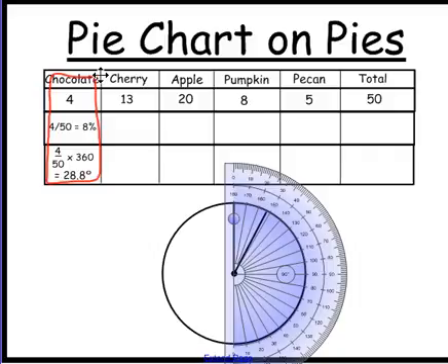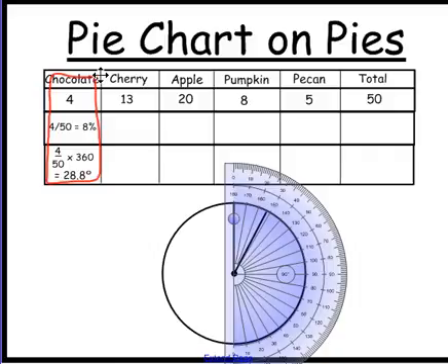So we take our 4 out of 50, because 4 people like chocolate out of a total of 50. We type that fraction into our calculators, and we multiply by 360 degrees, because we all know that a circle is made up of 360 degrees. So if you take 4/50 times 360, you should get about 28.8 degrees. So chocolate should take up about 28.8 degrees of that whole circle.